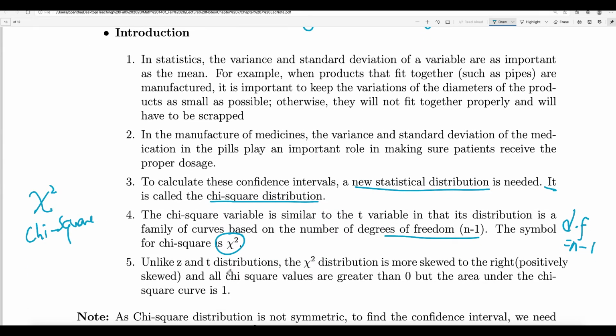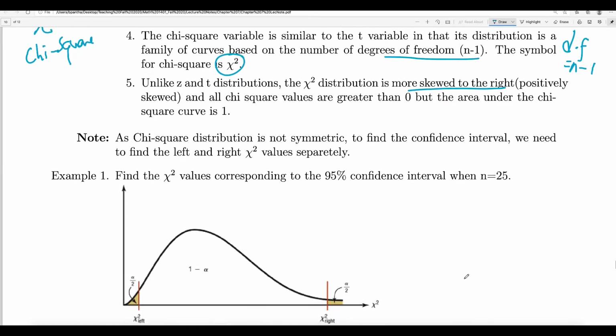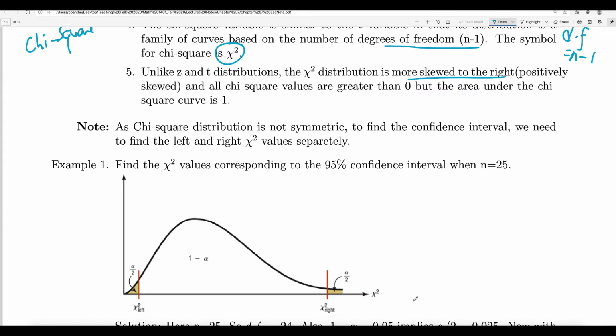Unlike the Z and T distributions, the chi-square distribution is skewed to the right. It is not a normal distribution. It is a right-tailed, positively skewed distribution, and all chi-square values are greater than zero. The normal distribution has 0 in the middle, with some negative values on the left and positive values on the right, but chi-square has all positive values. The area under the chi-square curve is 1. This is what the chi-square distribution looks like. So the area under the whole chi-square curve is 1.